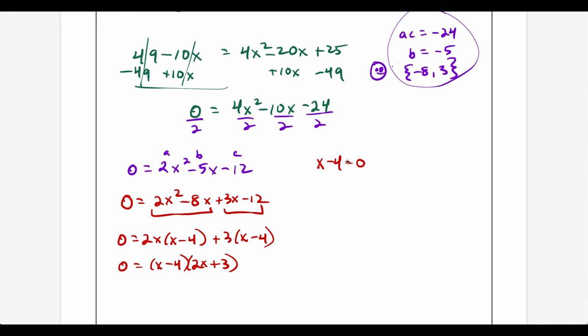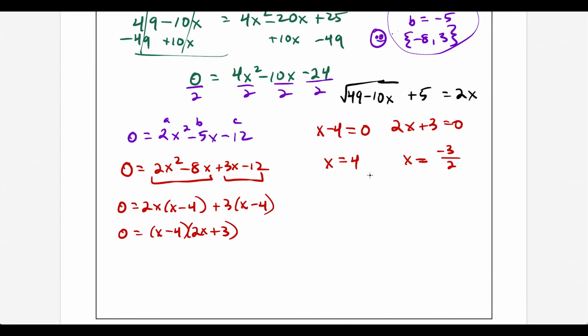X minus 4 is equal to 0. Make that a little neater. And yep, let's fix up that equal sign. So we have x minus 4 is equal to 0. And we've got 2x plus 3 is equal to 0. Now this one's going to give us a solution of x equals 4. And this one, we're going to subtract 3 and then divide by 2. And this is going to give a solution of negative 3/2.